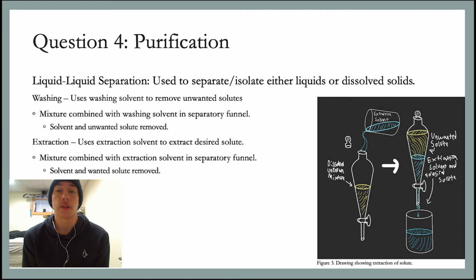The first method of liquid-liquid separation is washing. As discussed in question 1, washing is using a washing solvent to remove any unwanted solutes and leave the desired solute in the separatory funnel. The second method of liquid-liquid separation is extracting. As discussed in question 1, extracting is using an extracting solvent to remove the desired solute and leave the unwanted solutes in the separatory funnel. The image on the right is depicting a liquid-liquid separation setup.